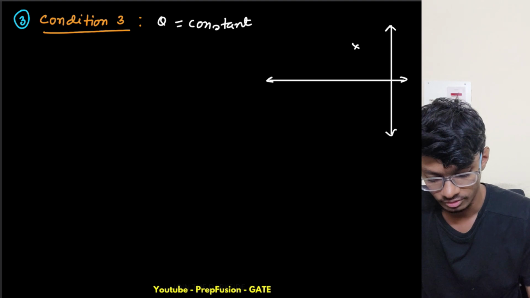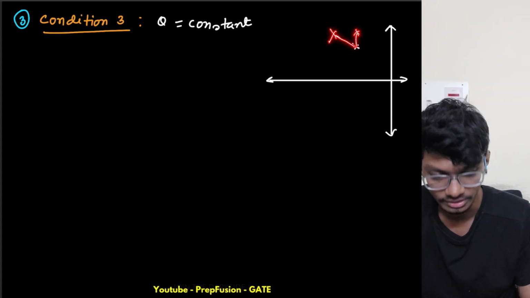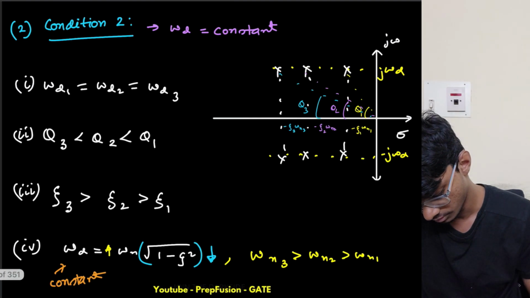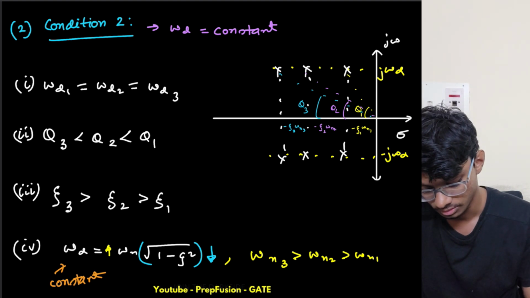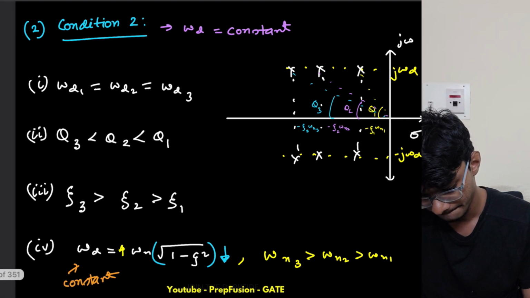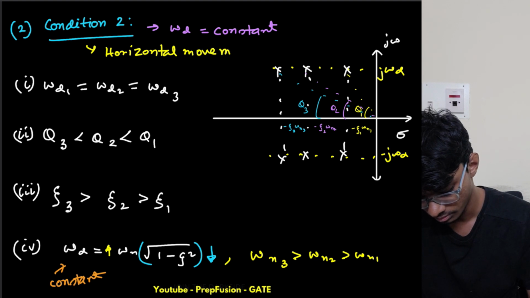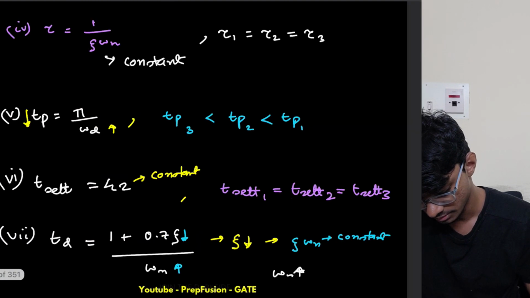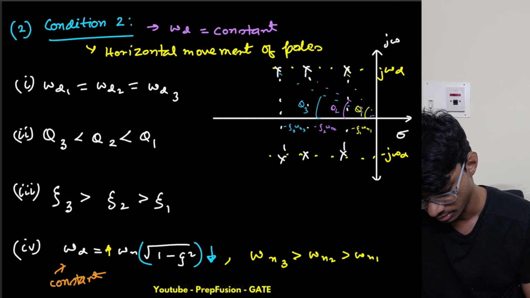One pole will lie over here, again my theta is constant. I can't keep my pole over here because theta will reduce. I can keep my pole over here. One thing I forgot to write here is that this is the horizontal movement of pole. And this one is the vertical movement of poles. Okay, that I wrote here.